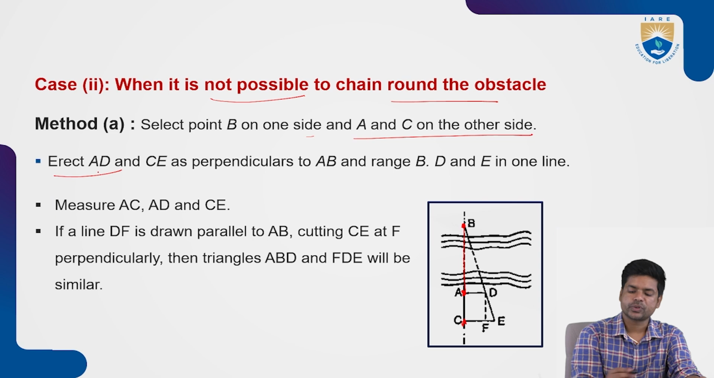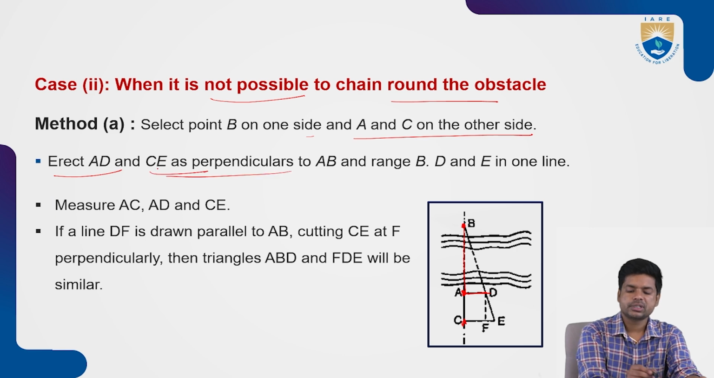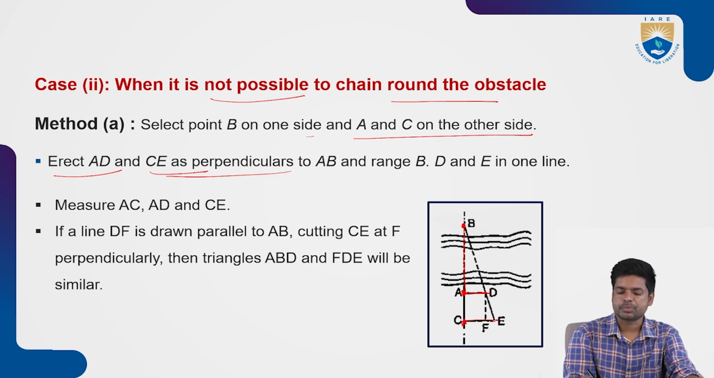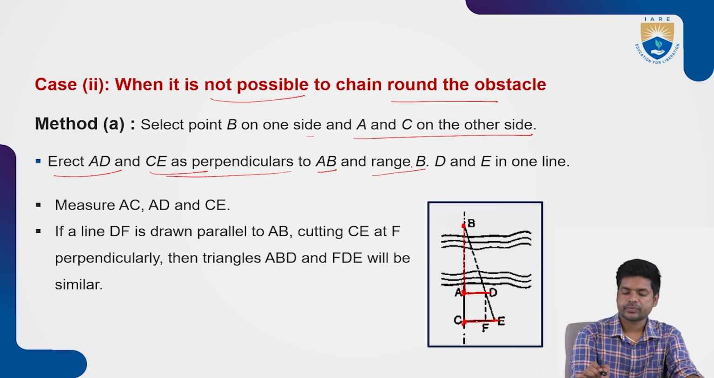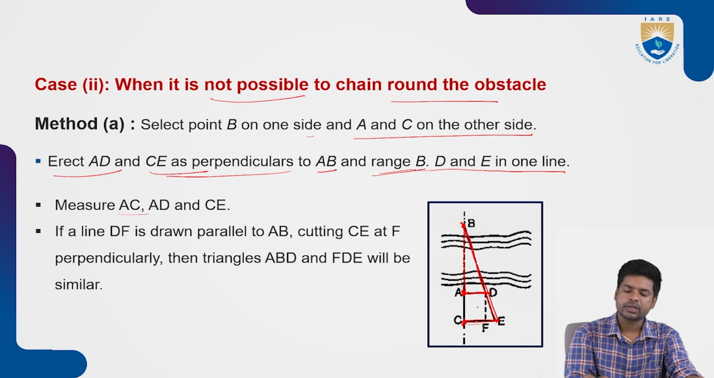Now erect AD. Draw the perpendicular line AD from point A and CE as perpendiculars. Now we are going to draw CE also as a perpendicular to AB. To this particular line we are going to draw two perpendiculars, that is AD and CE. Now range B, D, E in one line. While drawing the perpendiculars, you have to locate the points D and E in line with the point B. These 3 points should be on the same line. This is how we are going to mark the perpendiculars. Now measure the distance AC, as well as AD and CE. These three distances are measured here.